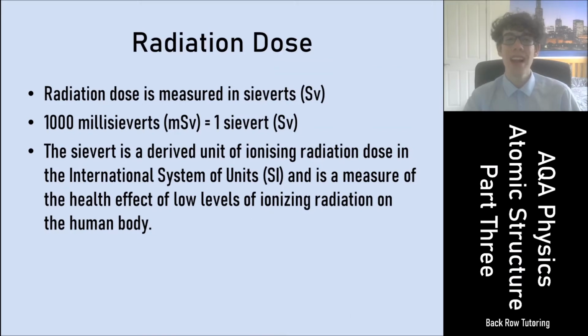So we can measure the dose of radiation which you get, and we measure radiation dose in the unit sieverts, and that's given the symbol Sv. 1000 millisieverts, or mSv, is equal to 1 sievert, and the sievert is a derived unit of ionizing radiation dose in the International System of Units, SI units, and is a measure of the health effect of low levels of ionizing radiation on the human body.